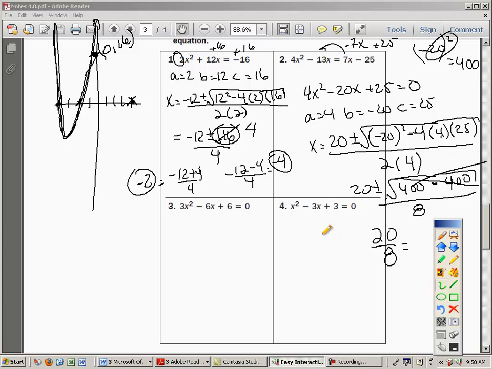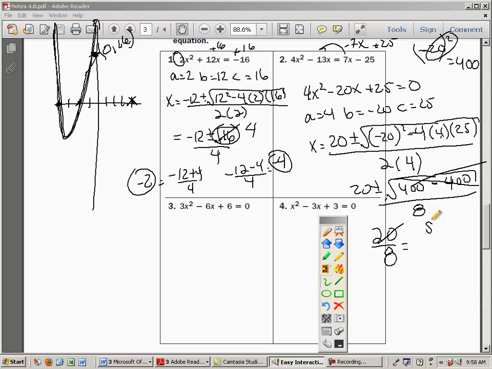20 divided by 8, well, 20 and 8 are both divisible by 4. 4 goes into 20 five times, and into 8 twice. And so it has one solution at 5 over 2, or 2.5.